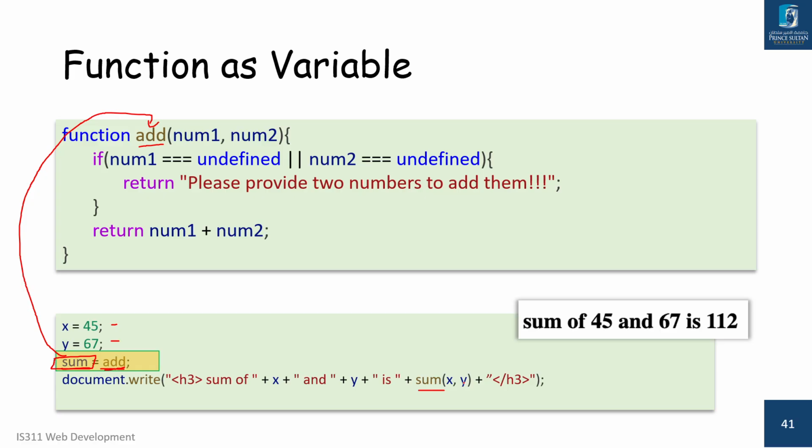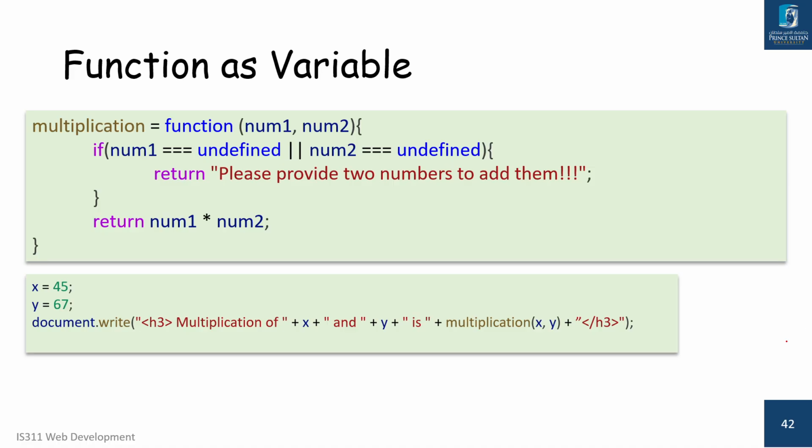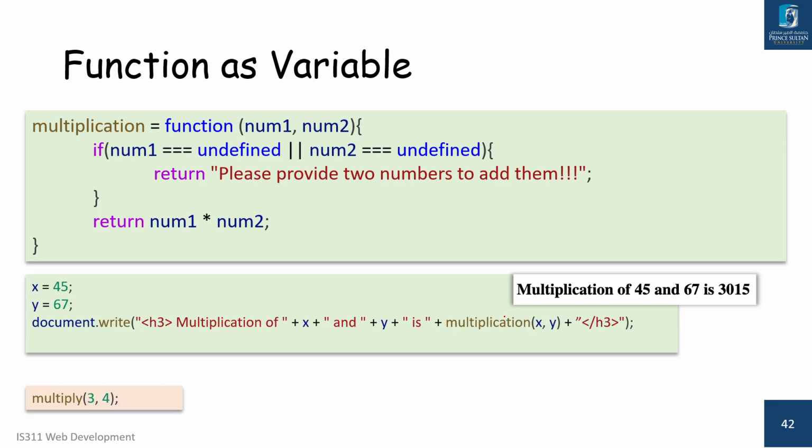Okay. So we can also have something like multiplication, and then we can say multiplication(x, y), so it will work and it will print the multiplication of these two values. And then if we say multiply, because we have not defined a second name multiply for this method, it will say no, we cannot access it.